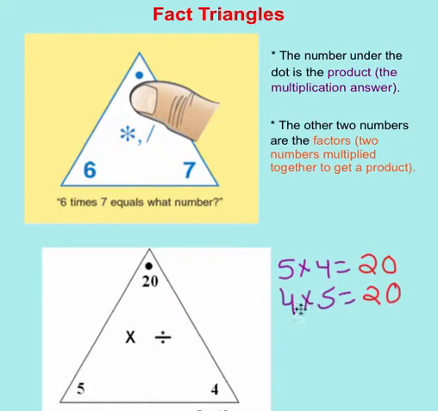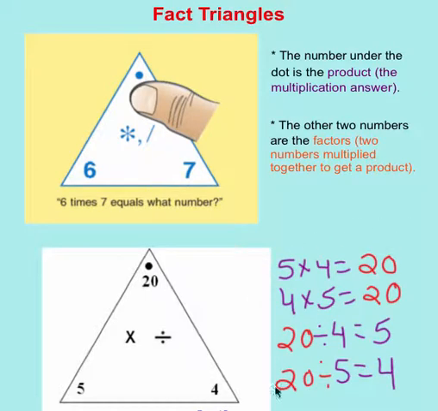And then actually, you can use this to divide as well. You do it backwards here. You can do 20 divided by 4 gives you 5. And then another turnaround fact, 20 divided by 5 gives you 4. These are called fact families, or this is called a fact family. All we're doing is using our fact triangle to help us with that.